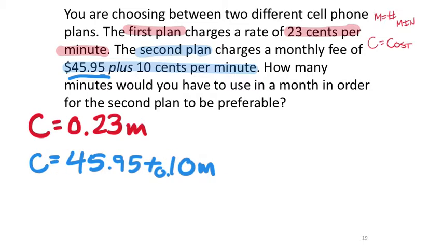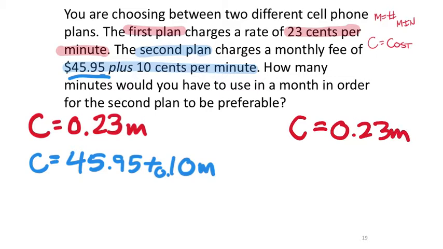What I would like to do here is find out where the two plans would cost the same. That is the substitution method for solving a system. So I'm going to look at the first equation, C equals 0.23M.